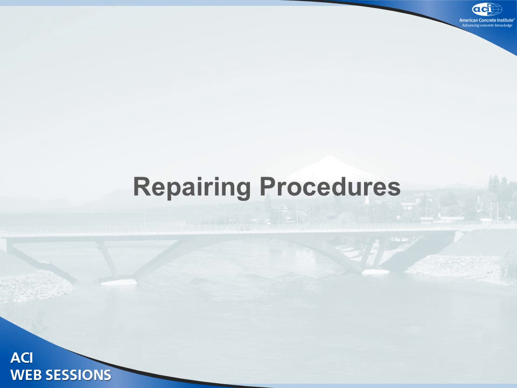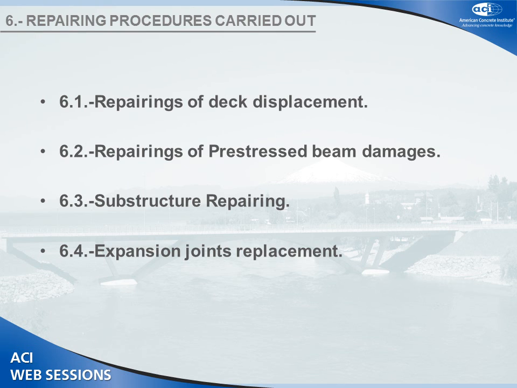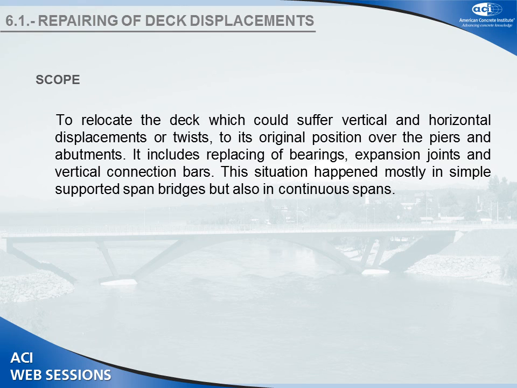The repair procedures that we carried out were mainly repairs of deck displacement, repairs of prestressed beam damages, and also substructure repairs, and finally expansion joints replacement. First, I'm going to talk about the repair of the deck displacement. The scope was to relocate the deck in its original position over the piers and abutments, which includes the replacement of bearings, expansion joints, and vertical connection bars.